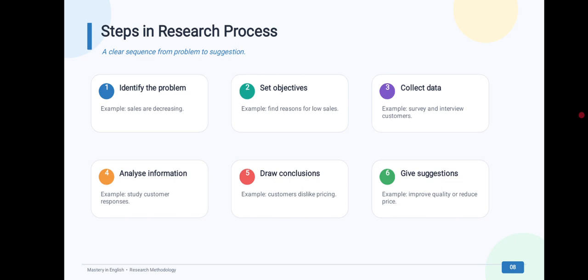Next step we have analysis of data. So basically, collected information is analyzed carefully. Researchers identify pattern and relationship. For example, studying customer opinion and behavior.